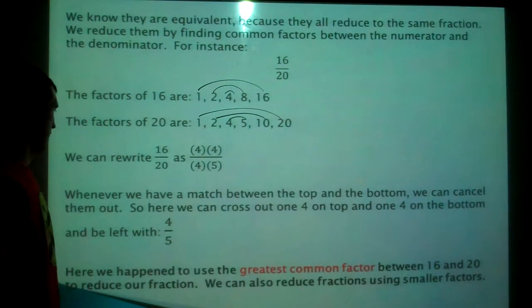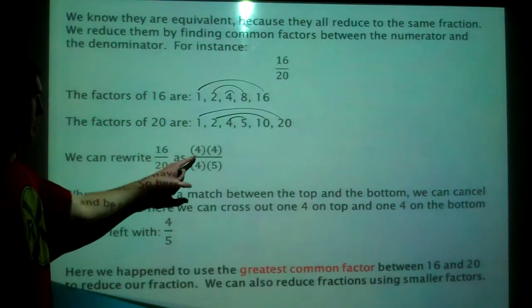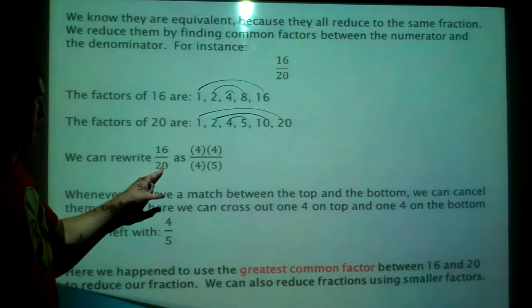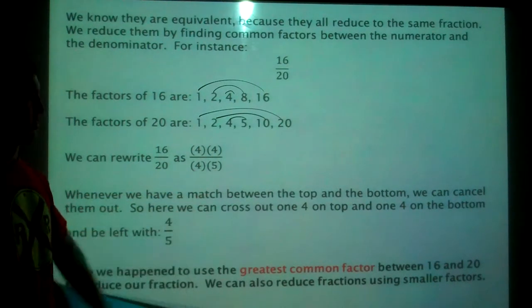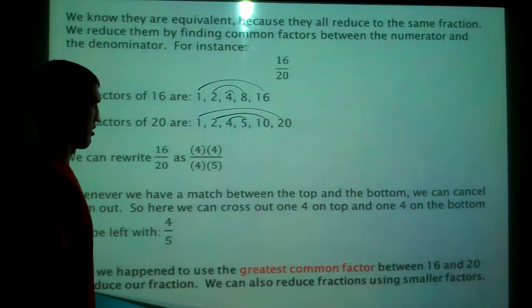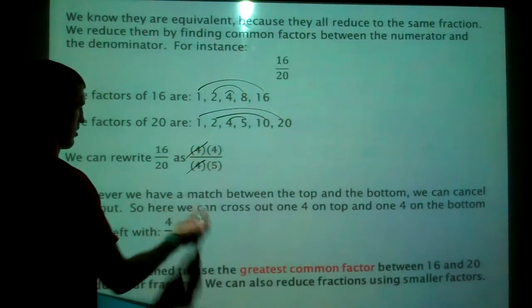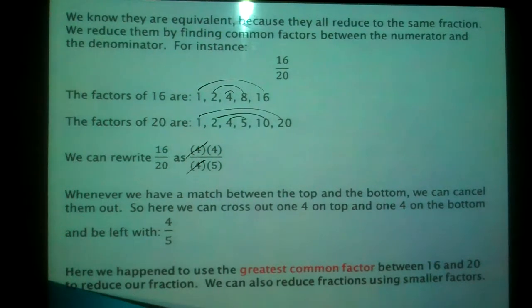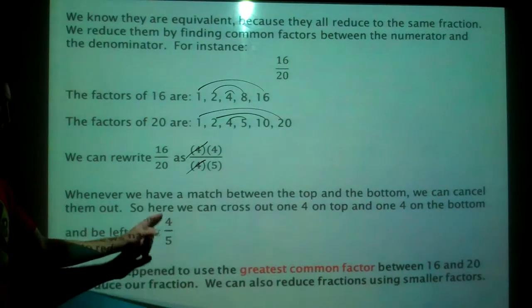Okay, so what I did is I rewrote 16 as 4 times 4, and I rewrote 20 as 4 times 5. Well, we have two things being multiplied up here, two things being multiplied down here. We can do this to reduce, and we're left with 4 over 5, okay?